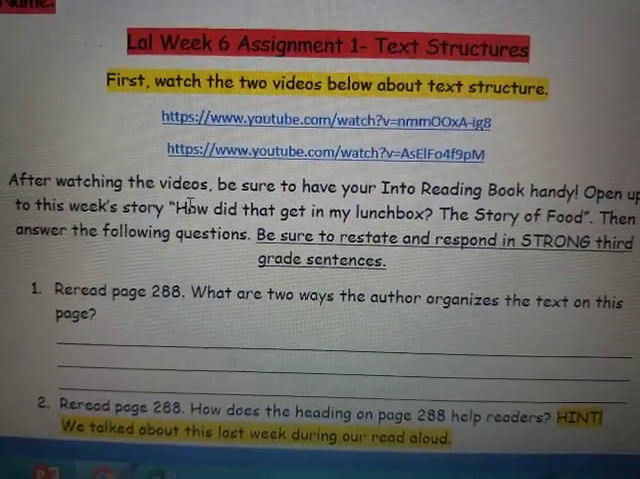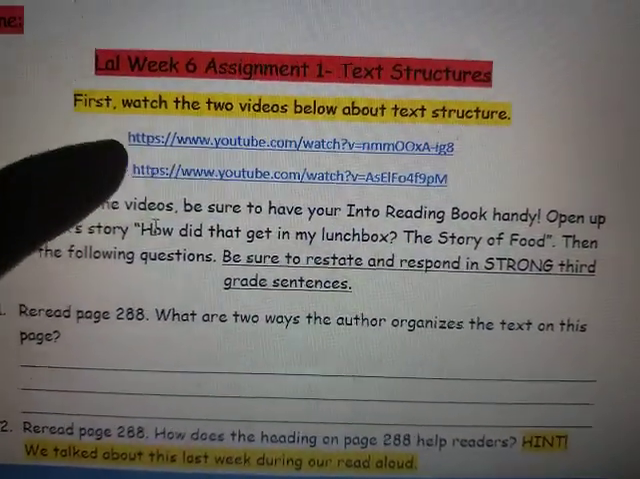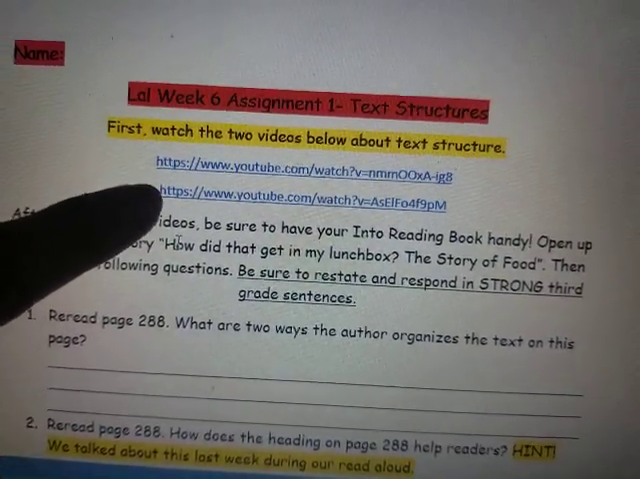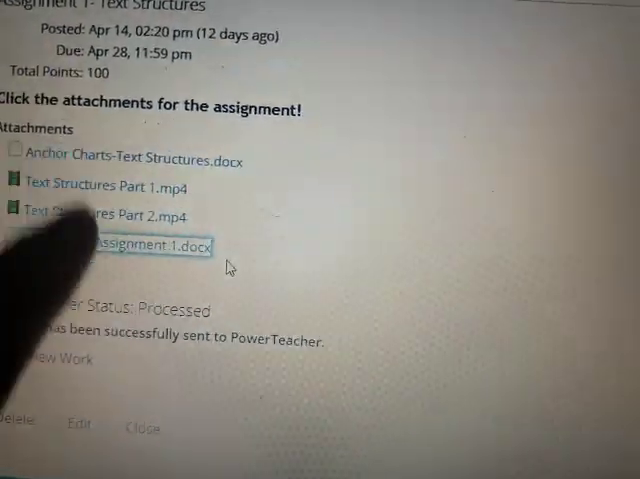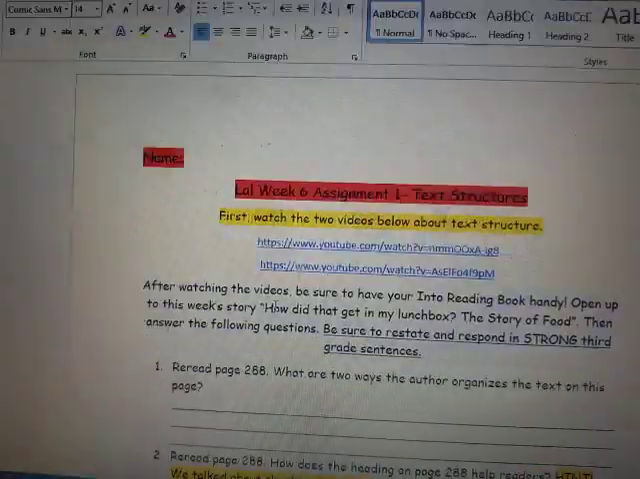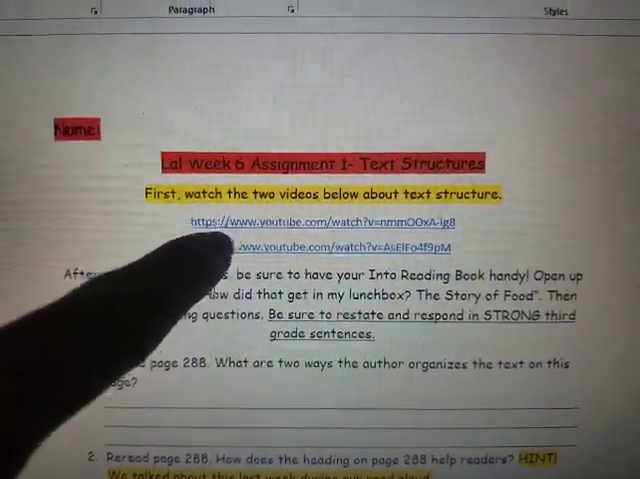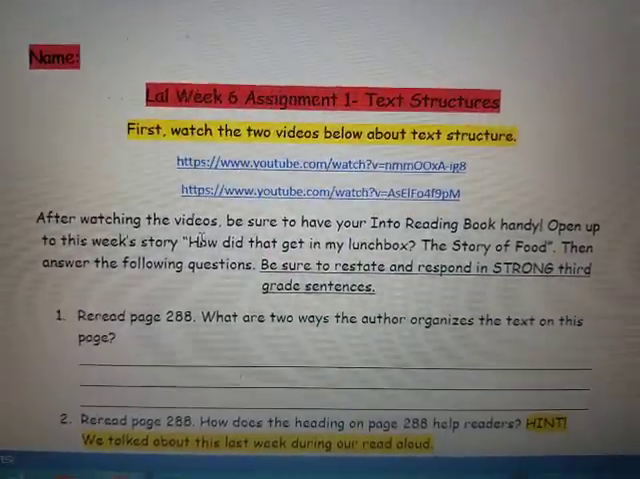And then it also says, first watch the 2 videos below about text structure. So here's the YouTube videos about text structure. Those were the same videos you saw right here. So just in case you forgot to watch them, they're on your assignment, so you do not forget. So watch these because they will help you.